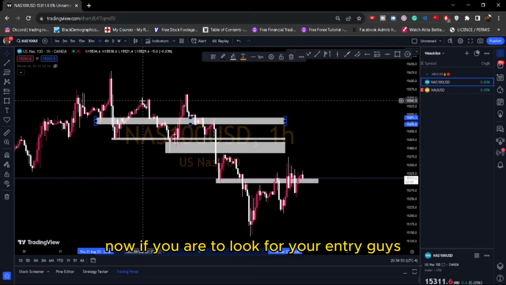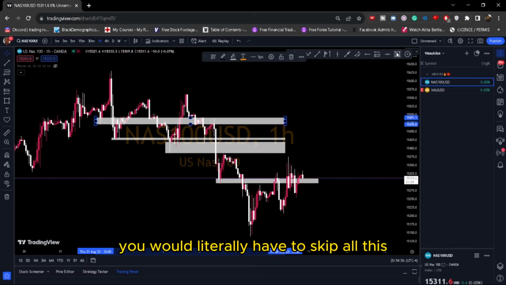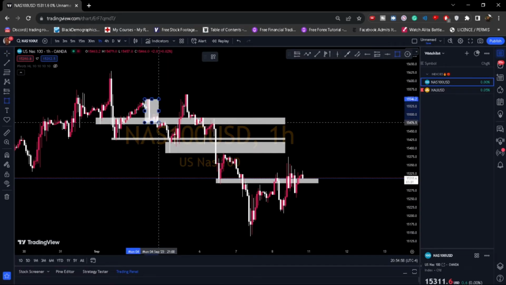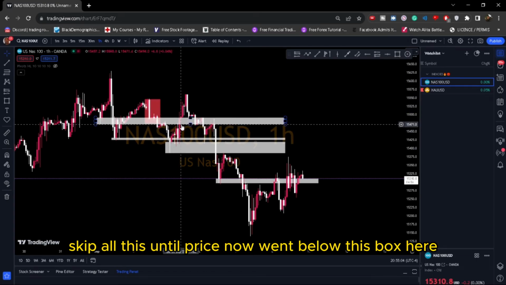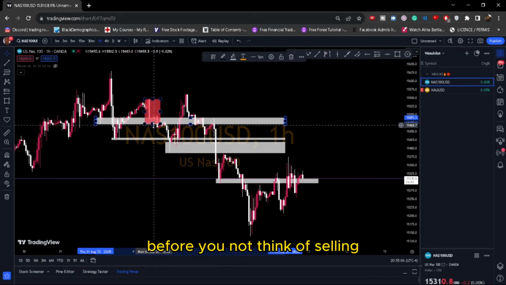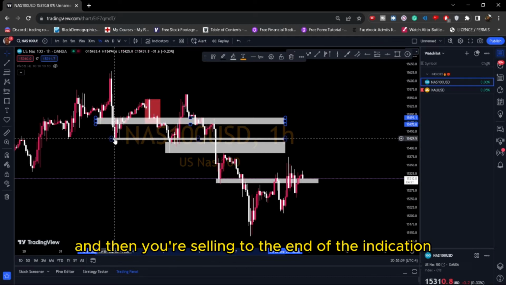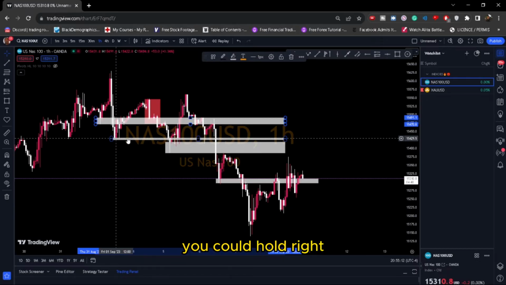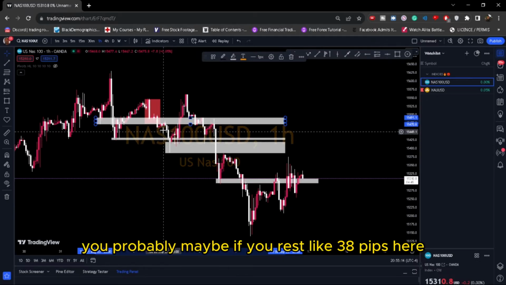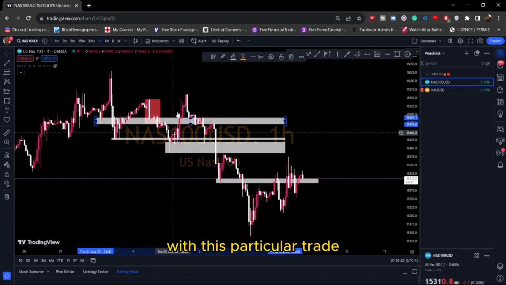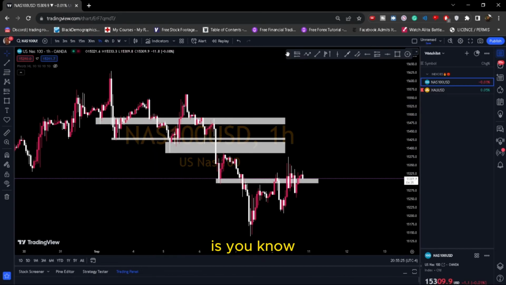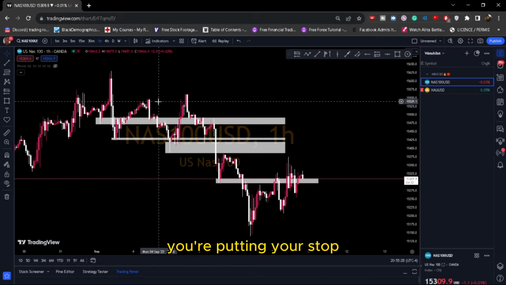Now if you were to look for your entry guys, you would literally have to skip all this until price went below this box here before you think of selling, and then you're selling to the end of the indication. Or if you want to keep holding, you could hold, right? But in this case here, if you risked like 38 pips here and then you held, you'd probably be up like 2% before you get stopped out with this particular trade. But the essence guys is, hopefully you're preserving your account and you're putting your stop loss to break even and stuff like that, or to 1% or whatever.